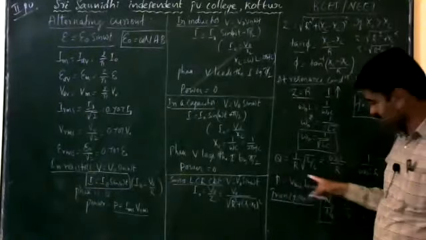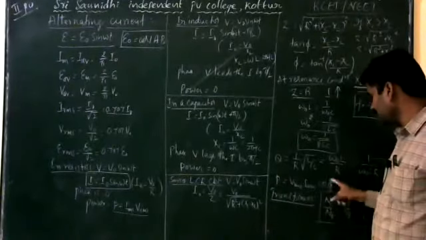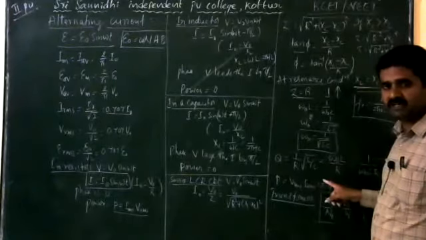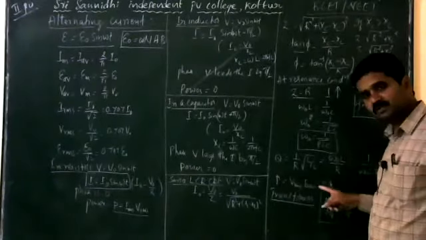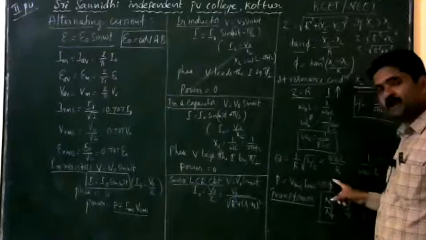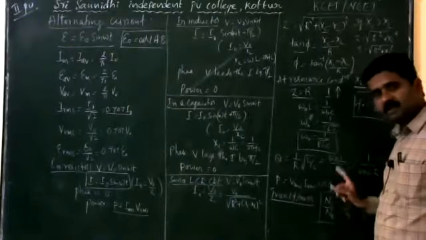In the inductor or capacitor case, the phase is pi by 2. Cos pi by 2 will be 0, so the power is also 0. For the capacitor also, the value is equal to 0, and the power is also 0.